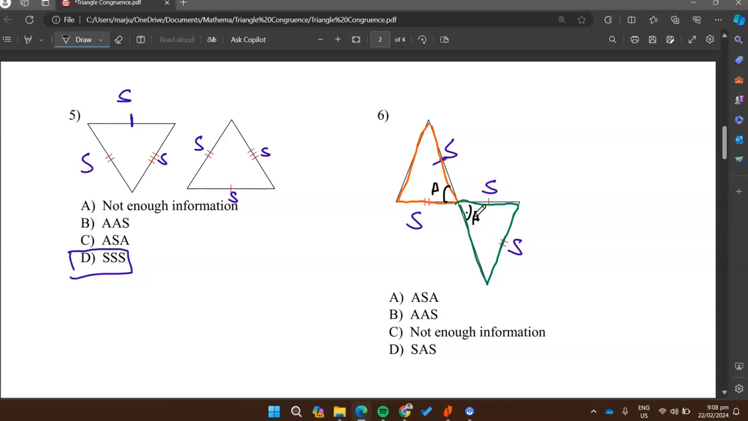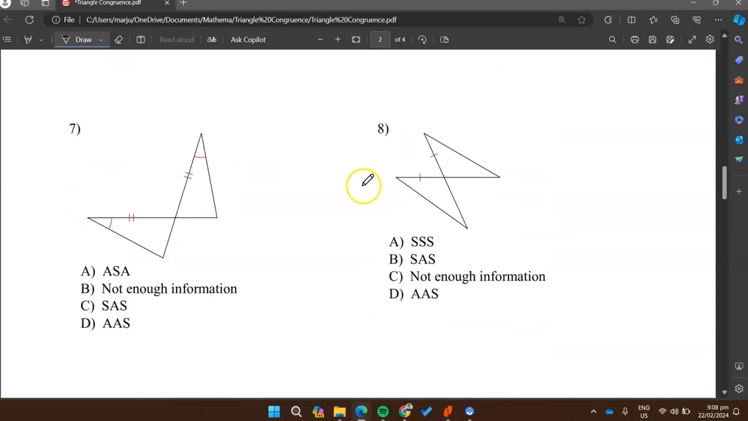So the answer for number 6 is what? It's not ASA. It's not AAS. It's not SAS. So the correct answer for this one will be letter C, which is not enough information. Let's have number 7 and 8. I think they will be the last.